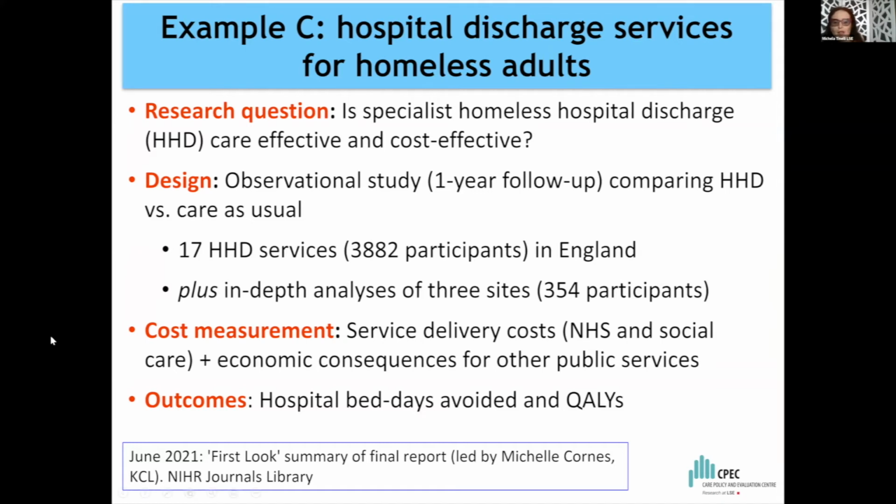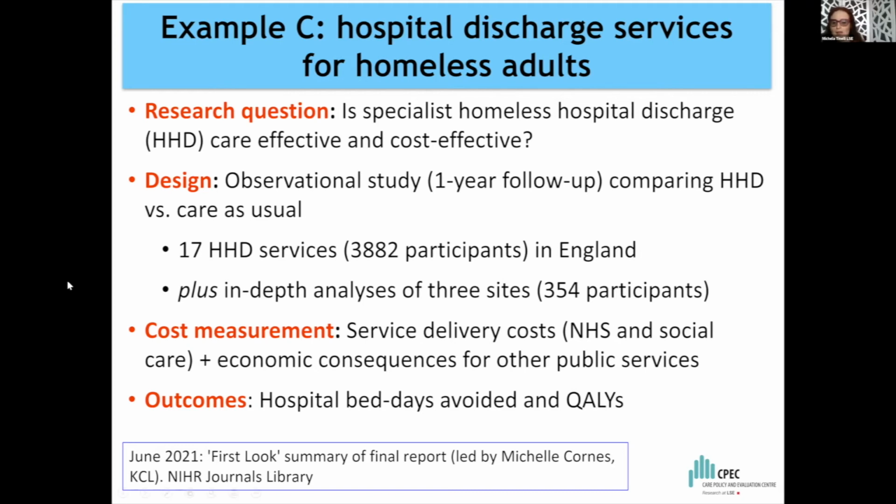Example C, the next slide. This is a report on the economic evaluation included in a larger program of work, funded by NIHR, looking at the realist evaluation of hospital discharge services for homeless adults in England. The overall program was led by King's College London, with the economic evaluation led by LSE CPEC. We looked at the effectiveness and the cost effectiveness of different models of homeless hospital discharge care in England. The design was an observational study with 1 year follow-up, and we compared different specialty hospital discharge services versus standard care.